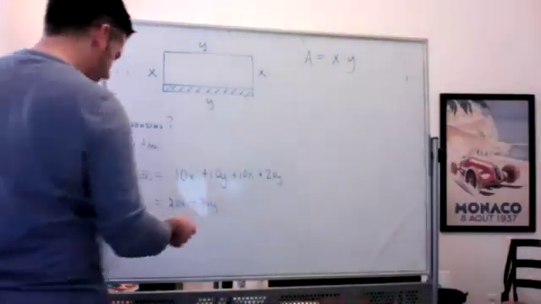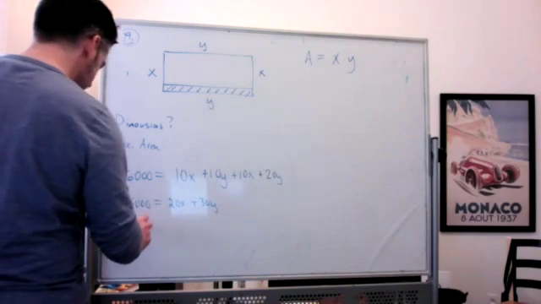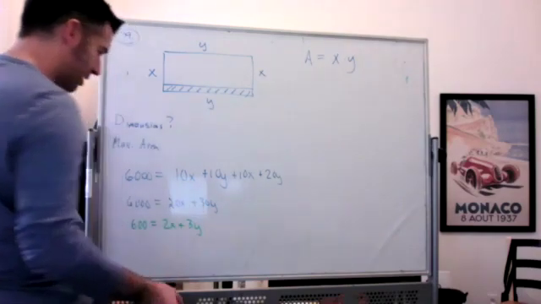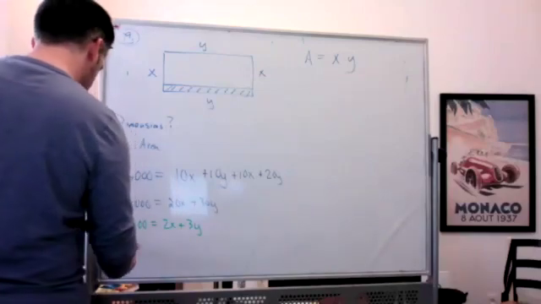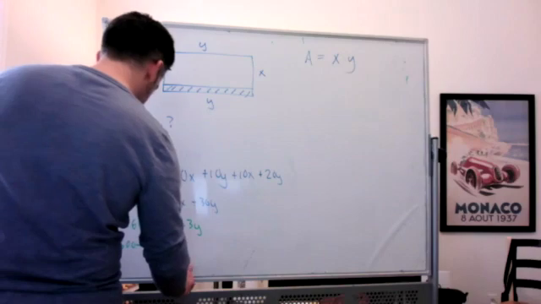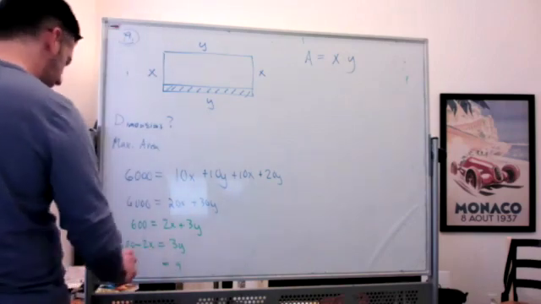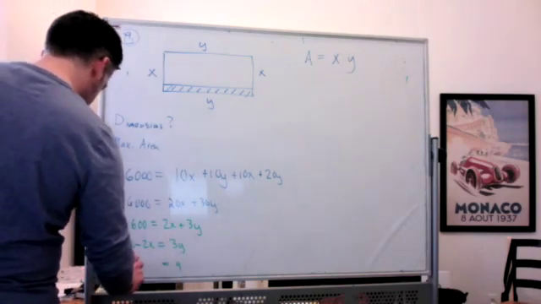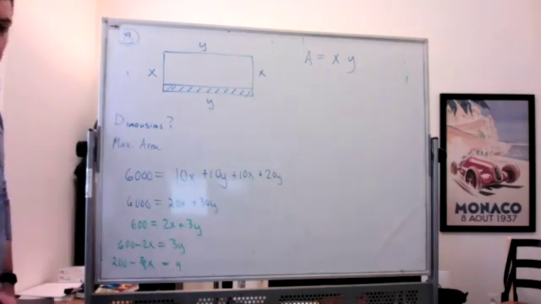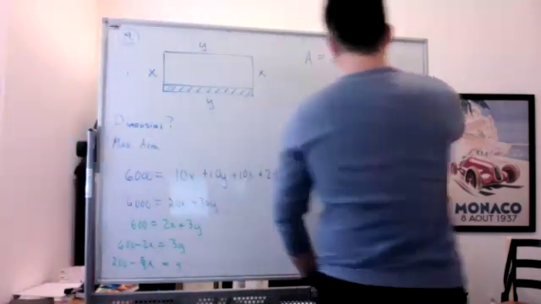So I'm going to divide everything by 10 to make life a little easier. So 600 equals 2X plus 3Y. And I'm going to solve for Y. So 600 minus 2X equals 3Y. Y equals 600 divided by 3 is 200 minus 2/3 X. That's what's going to go in for Y here.